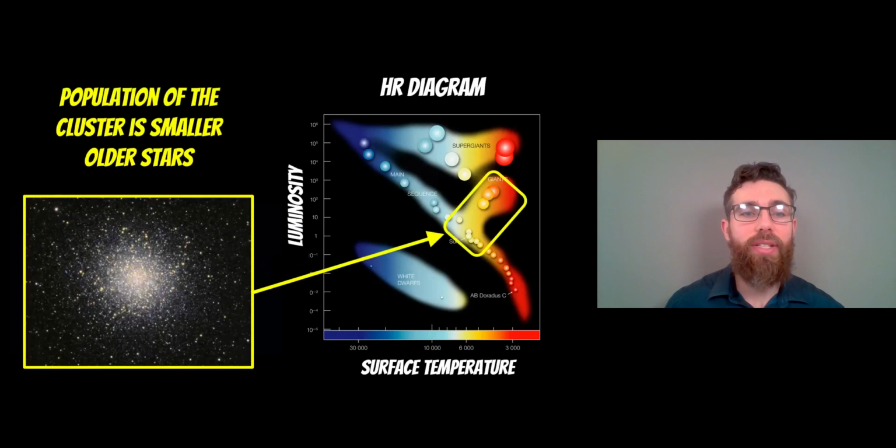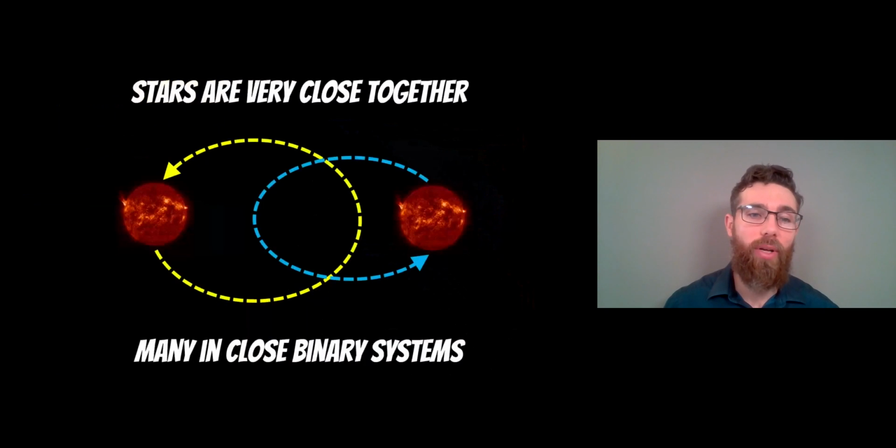Now, the population of the cluster itself, so that's the general population of stars in the cluster, is smaller, older stars. So they would reside on this part of the HR diagram a bit further down. They've got lower surface temperatures. They're a bit more evolved, so they have already moved to the upper right-hand side of the HR diagram. So the whole population of the stars is older and redder. And that's why we call them blue straggler stars, because they are outside of that general population. They're bluer than the background population.